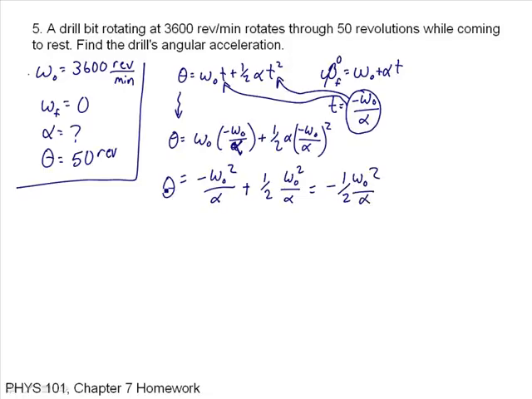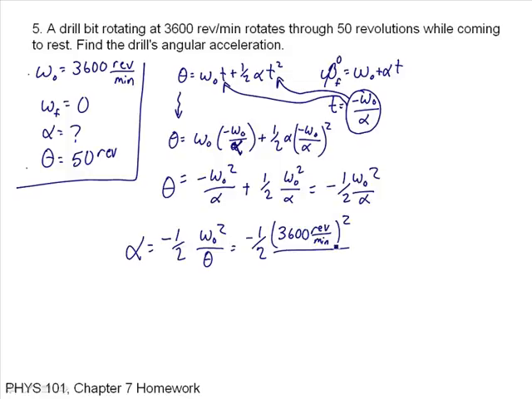That's theta. Now I can solve this for alpha. So I have alpha is equal to negative 1/2 omega naught squared over theta. That's negative 1/2. Omega naught is 3,600 revolutions per minute, and that's going to be squared divided by theta, which is 50 revolutions. And that's going to give me my final answer in revolutions per minute squared.